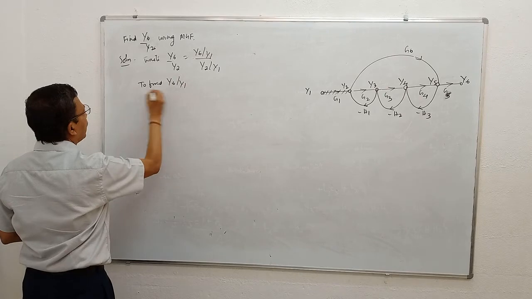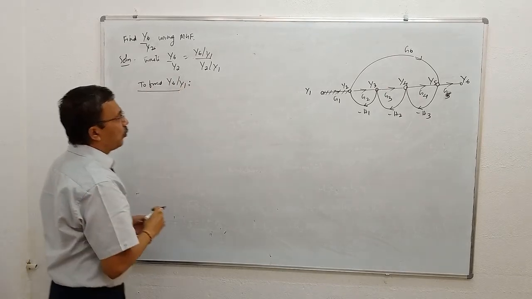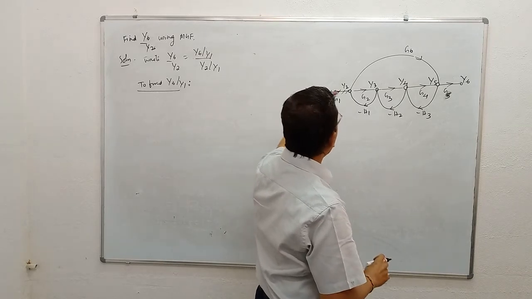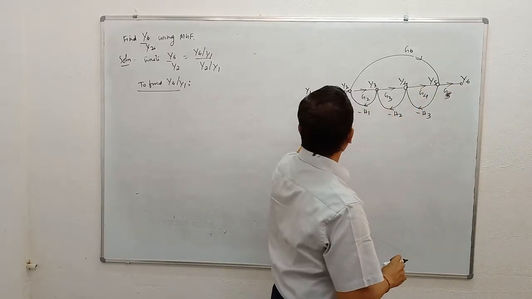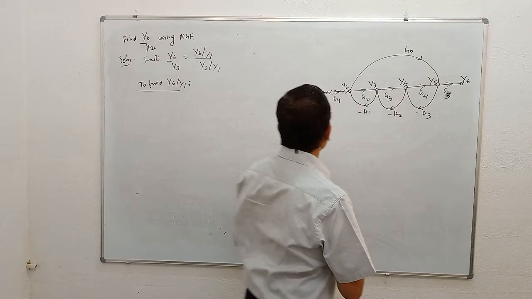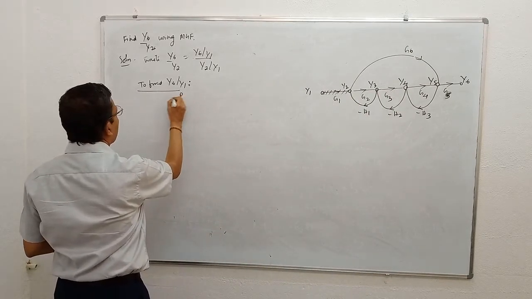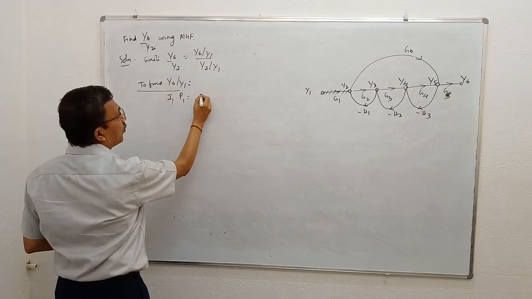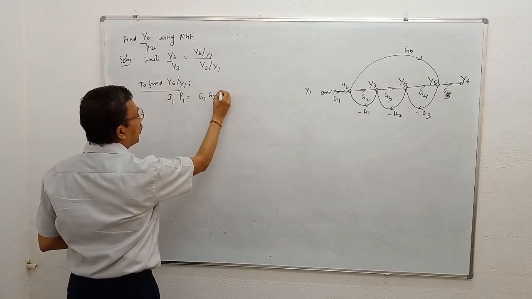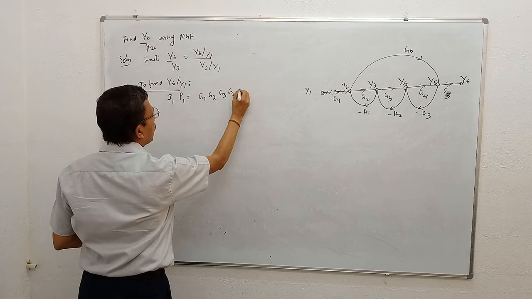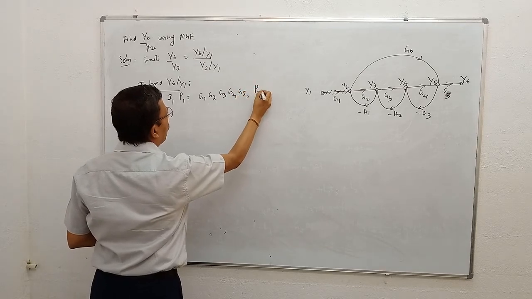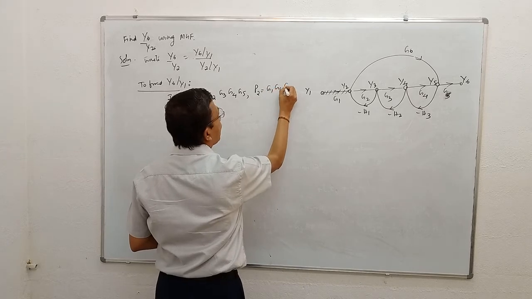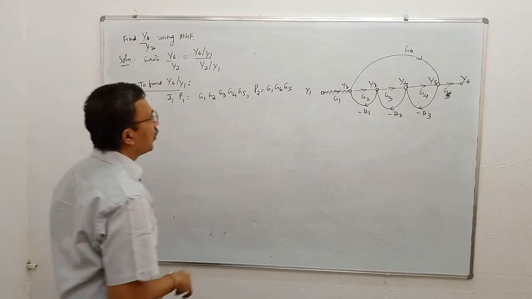y6 by y1. How many forward paths are there? Between y6, this is the first forward path, one forward path. Then this is the second forward path. So what is P1? Step number 1. P1 is G1, G2, G3, G4, G5. What is P2? P2 is G1, G6, G5. This is the second forward path.